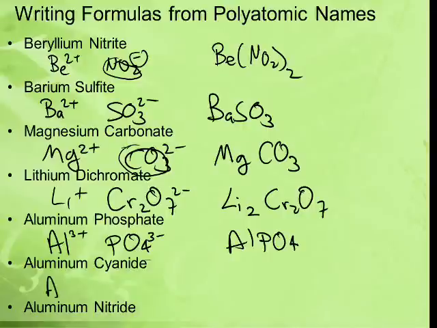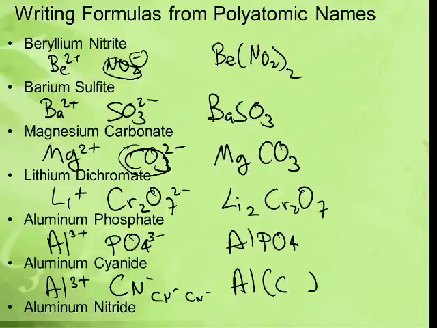Aluminum cyanide. Aluminum, again, is 3 plus. Cyanide is CN minus. So that's going to be Al with parentheses around. So we're going to need 3 cyanides, 3 cyanides because we have 3 charges. It's just like the regular ions. Al(CN)3.